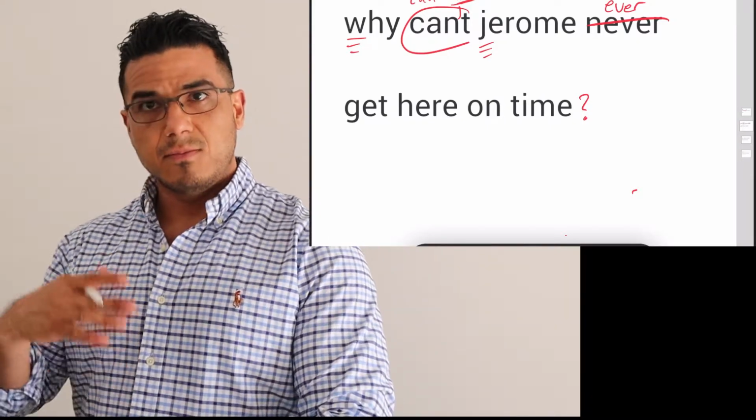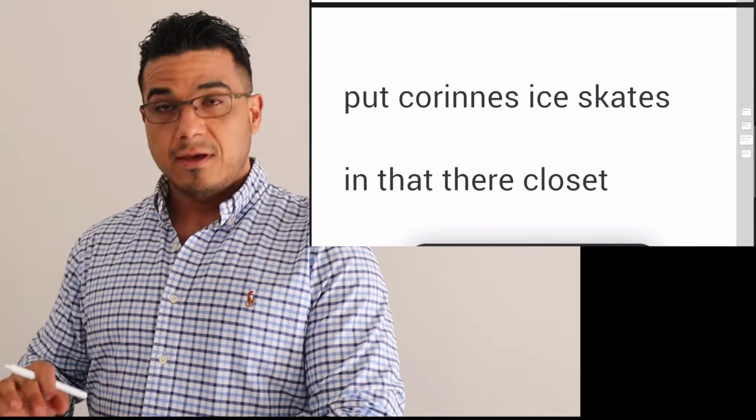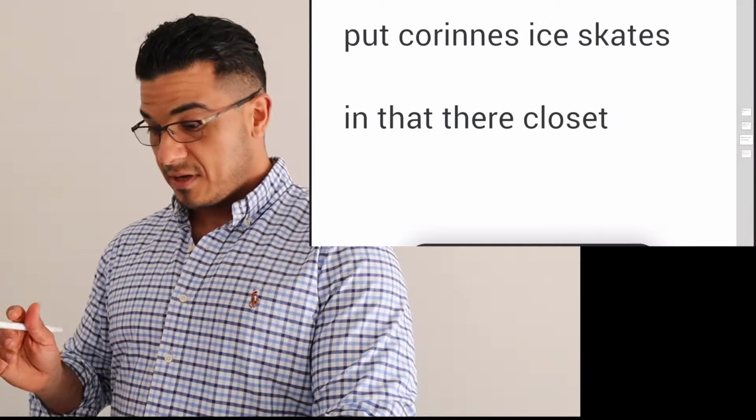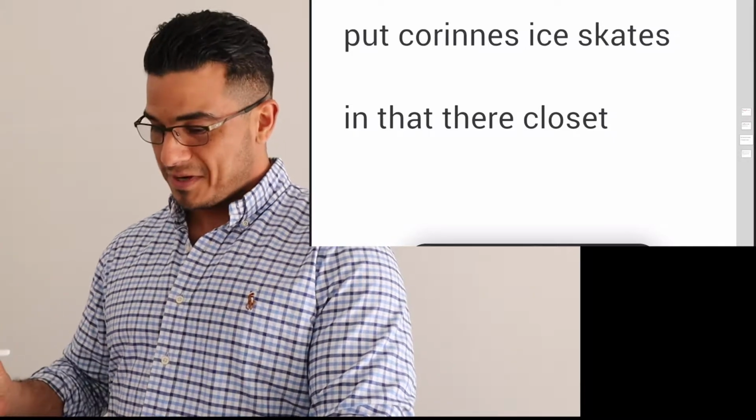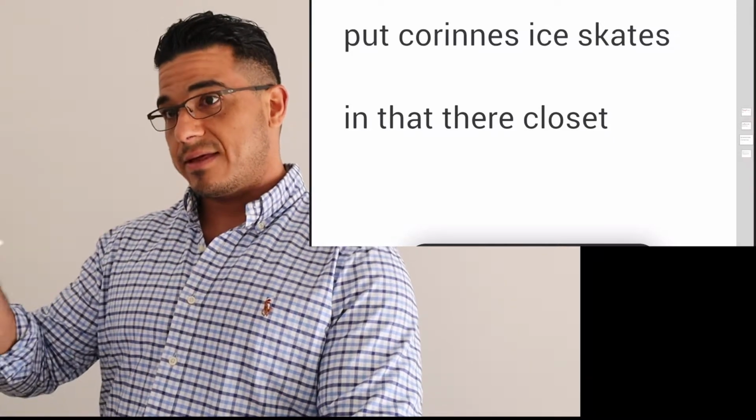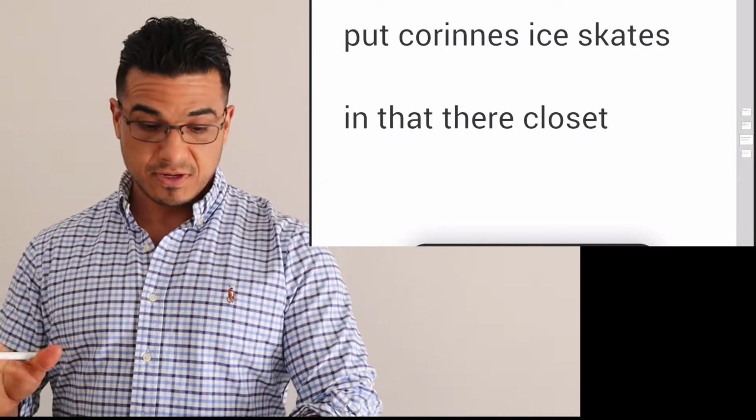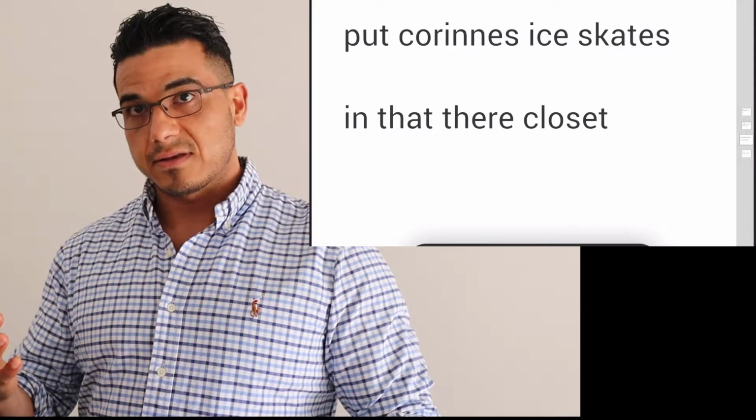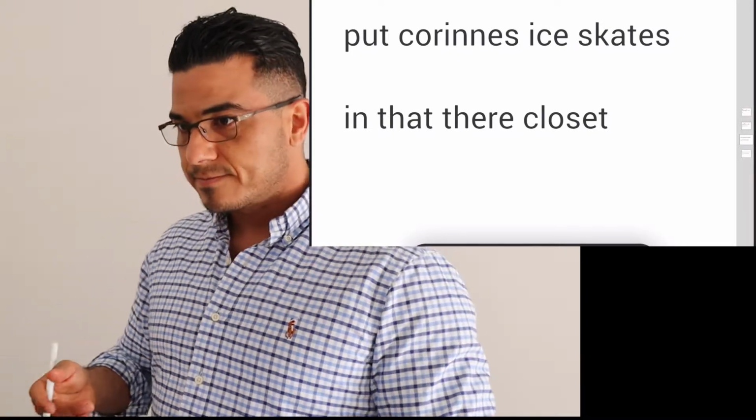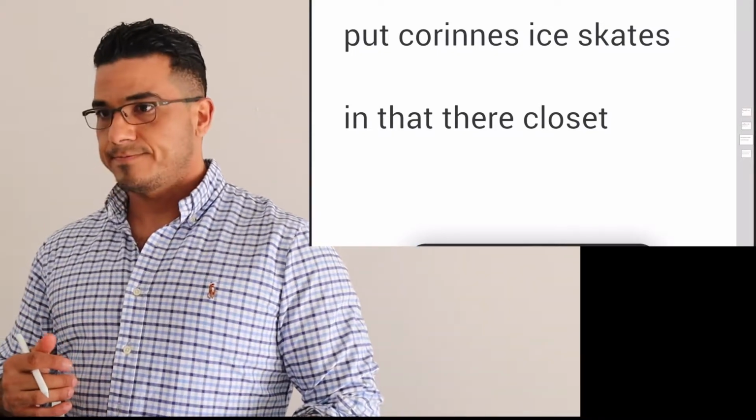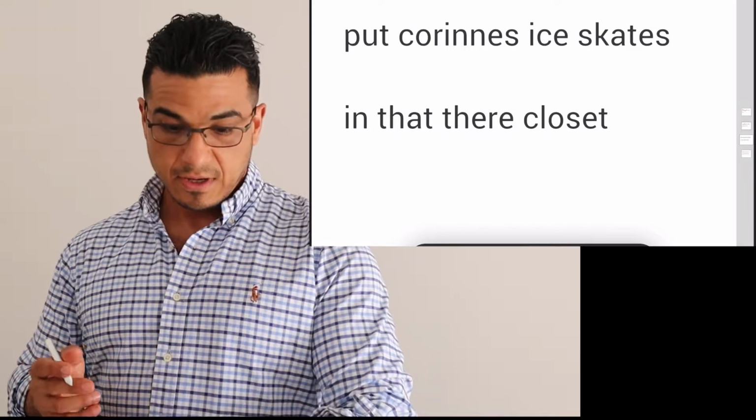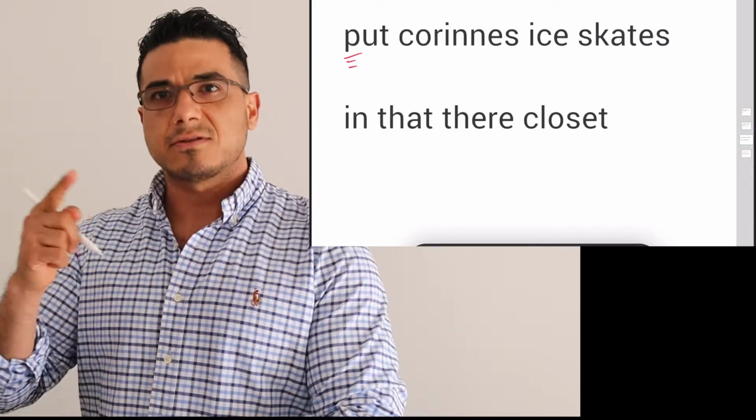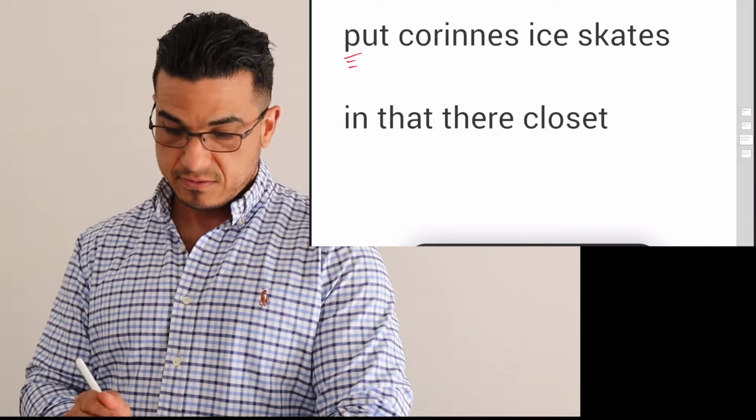Okay, let's go ahead and move on to the third sentence, which reads, Put Corinne's ice skates in that there closet. Again, put Corinne's ice skates in that there closet. Please pause, correct, and resume when you're ready. Okay, again, start with the capital. Put Corinne's, Corinne being a proper noun. I'm going to capitalize the C.